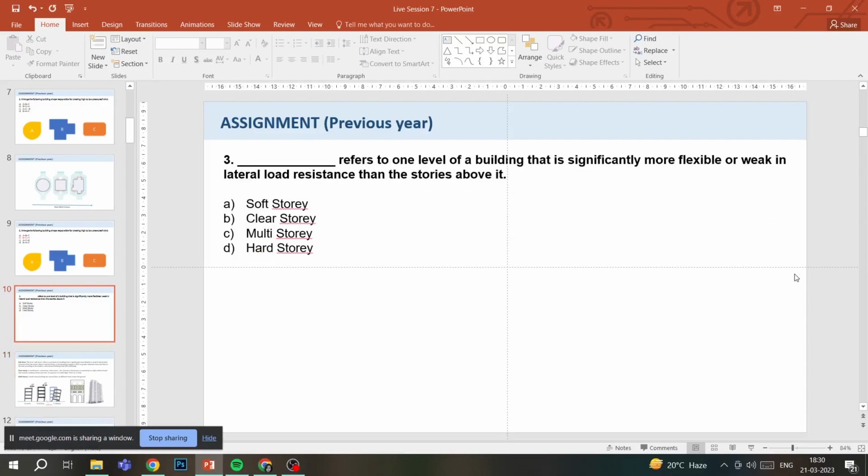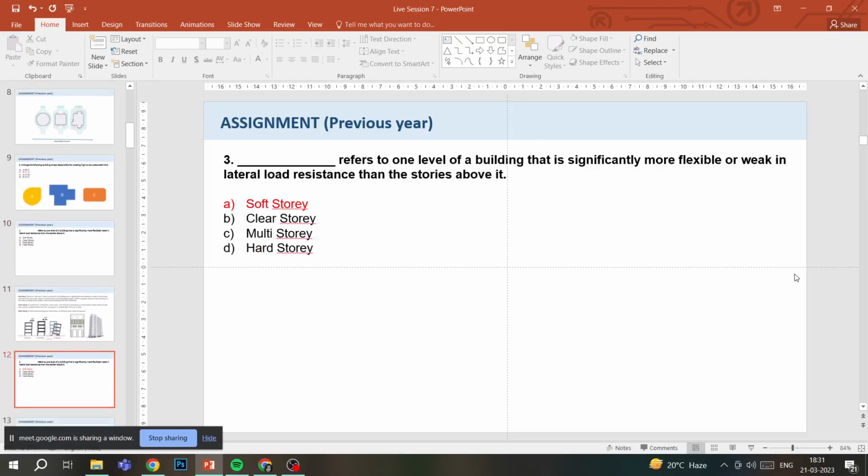And I searched for this term hard story, but I didn't find any definition or any relevance of hard story in architecture or construction anywhere. So I have not added any definition because no such term exists in architecture. So coming back to our question, dash refers to one level of a building that is significantly more flexible or weak in lateral load resistance than the stories above it. From what we have just learned about all these terms, we know the answer would be soft story.